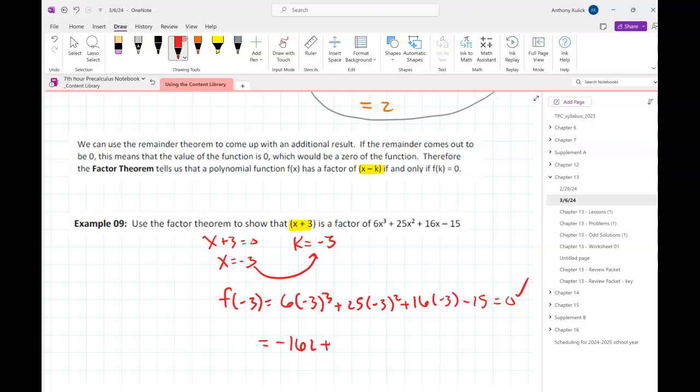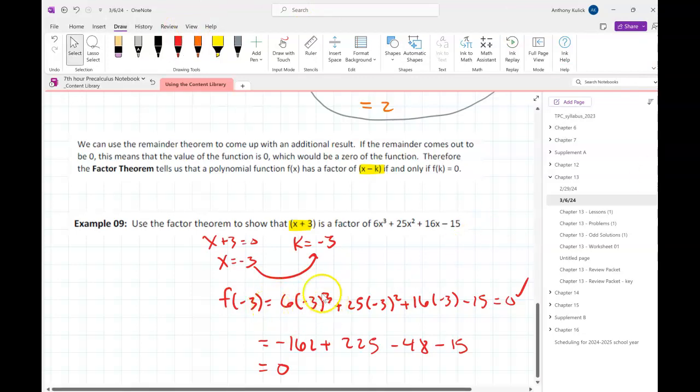That's 225 minus 48 minus 15. And that is 0. All right, I lied. I did it. The mental math wasn't so bad. I got confused on which one was which. I thought the 25 was on the negative 3 cubed, and that was just going to be a hassle.